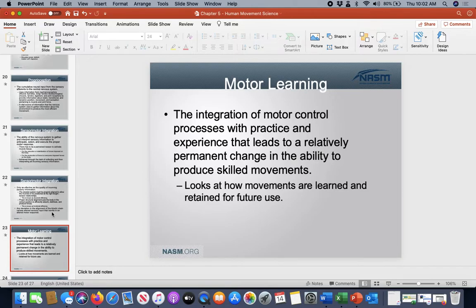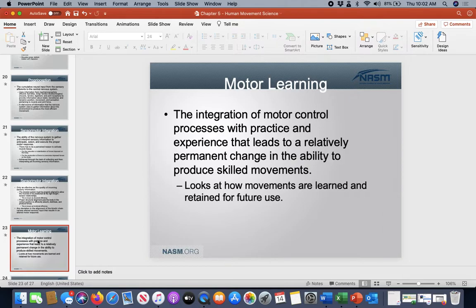Let's talk about motor learning, or the integration of motor control processes. So basically, what we're doing is we're learning. We're taking the motor control things that we are getting good at, and we're going to practice and get more experience with something that will lead to a change in a behavior or a change in a movement. Okay, and that's really what it is. It's relearning or learning more of. Okay, that's going to be very, very critical for that.